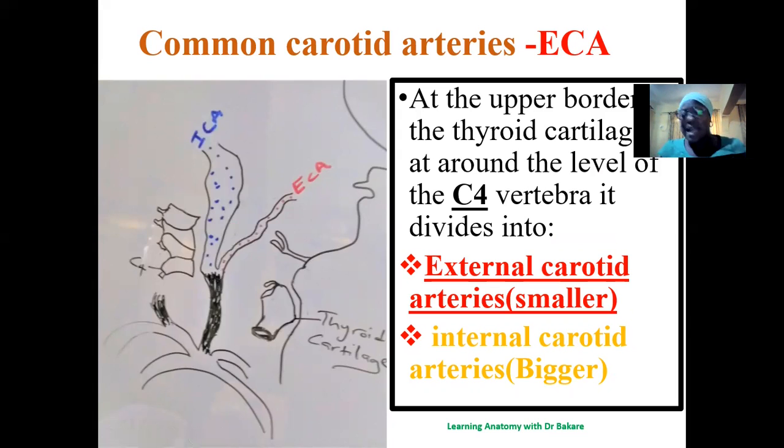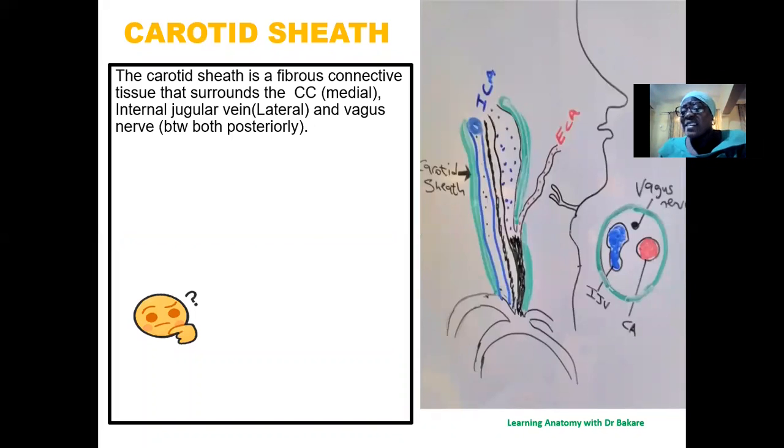And if we look at the size of this subdivision network, we would see that the internal carotid artery has a bigger dimension than the external carotid artery. So we have the common carotid dividing into a bigger internal carotid artery and a smaller external carotid artery. So let's quickly look at the carotid sheath. The common carotid artery does not just run through on its own. It is surrounded by a sheath that is called the carotid sheath.